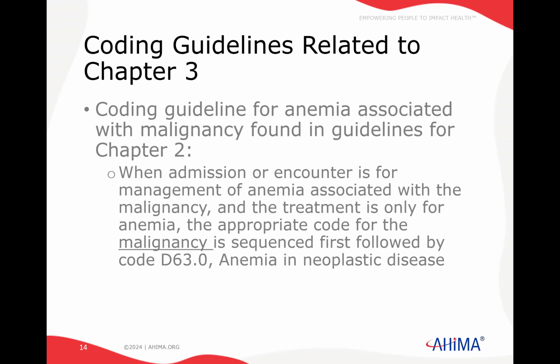There are some very detailed guidelines that are mentioned in regards to cancer and how we code anemia associated with malignancy. If the encounter or the admission is for anemia associated with malignancy, and the only thing that the patient's being treated for is the anemia, the appropriate code for the malignancy will come first. And that would be the D63.0, anemia in neoplastic disease.